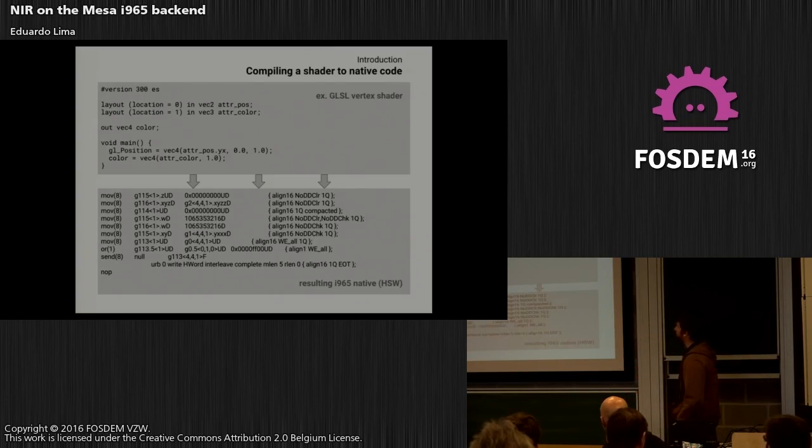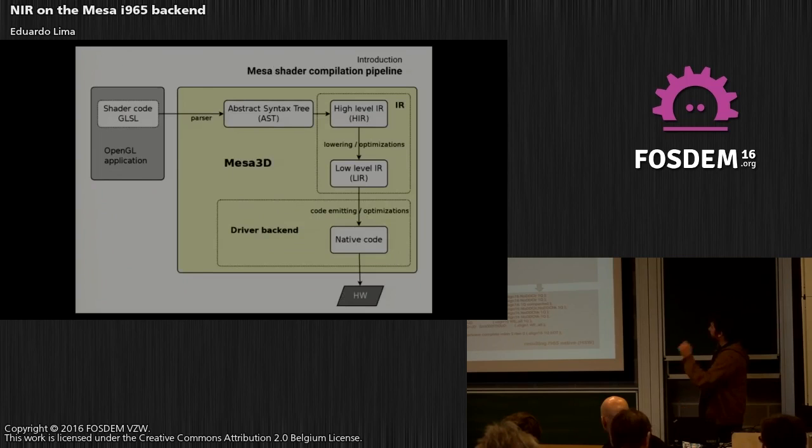And then what we need to do is translate this to this code, which is native code for the i965 in Haswell, which is generation 7, the Intel chips. That's the goal of the compiler, the shader compiler. In this case, we call this a pass. We are transforming one representation of the shader code to this one.